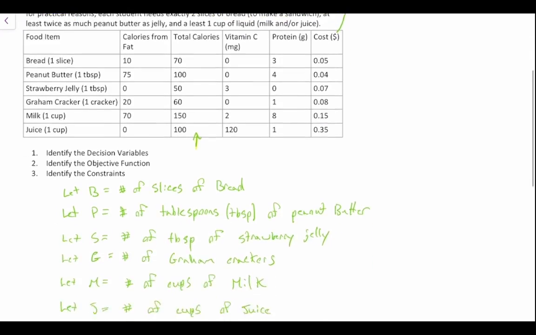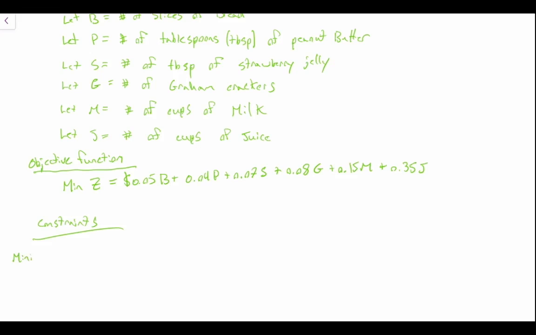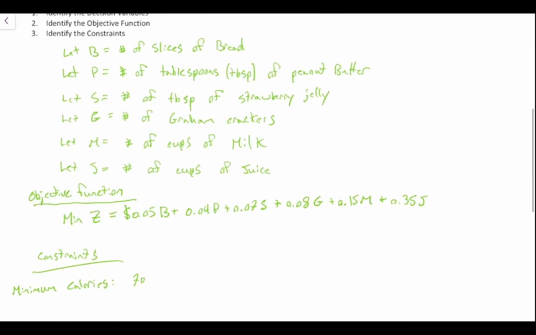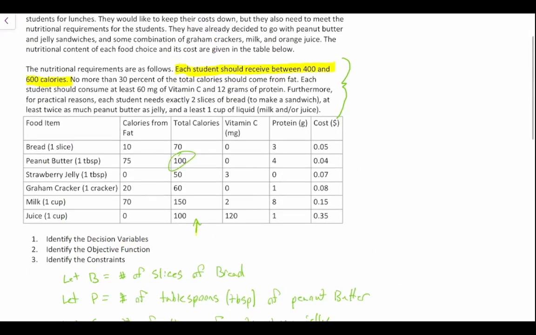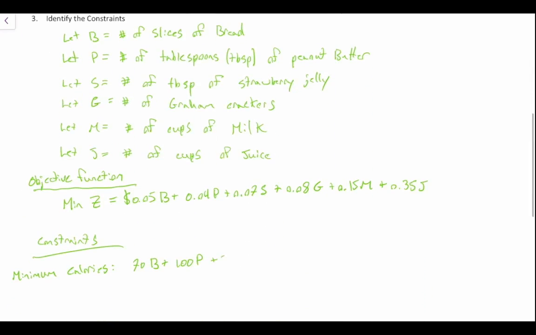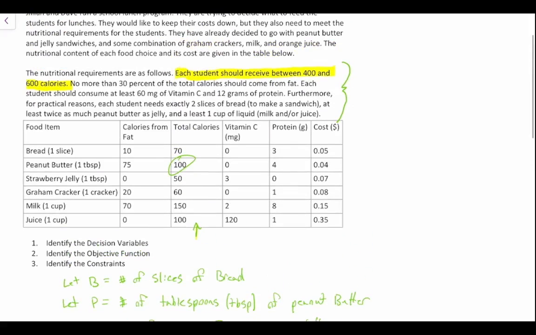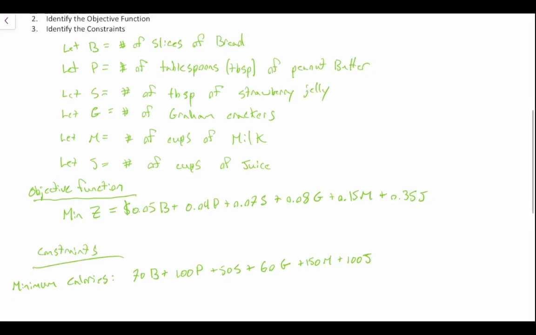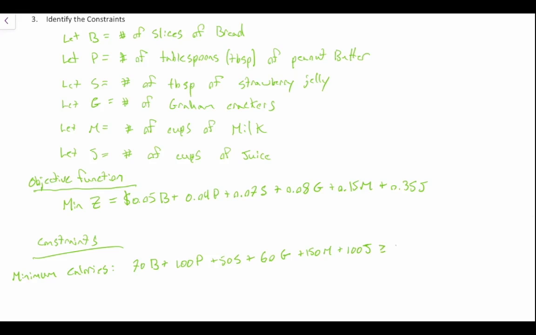So let's go ahead and write our constraint for the minimum number of calories. We're told that it's 70 calories per slice of bread, so 70B plus 100P. Where does 100 come from? Well, it's 100 calories per tablespoon of peanut butter, plus 50S, plus 60G, right? This is the number of calories per graham cracker, plus 150M plus 100J. And we're told that they need a minimum of 400 calories. So we're going to say that this must be greater than or equal to 400.